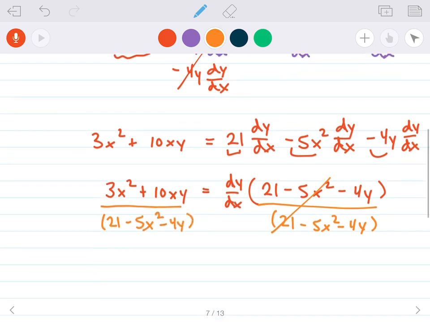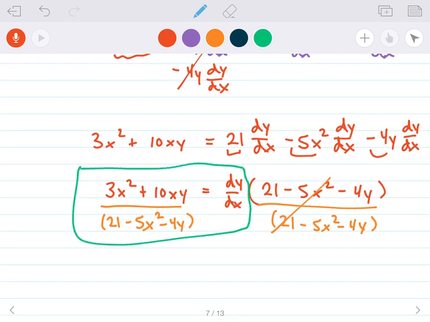All right. So there we have it, folks. dy/dx in all of its glory. It's in terms of x and y, which we kind of expected here. But there it is. So if you're trying to find the slope of the tangent line at any point (x, y), you can just plug that x and y into this function and get the slope.